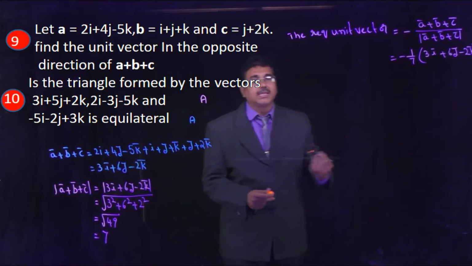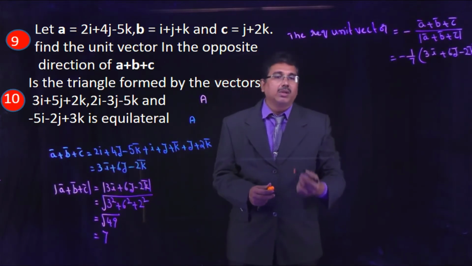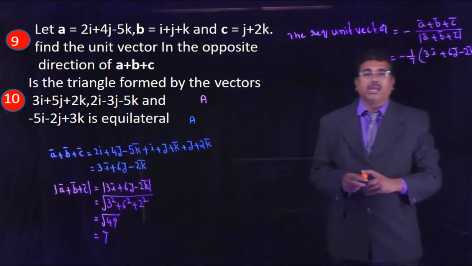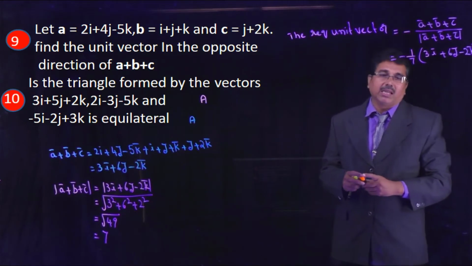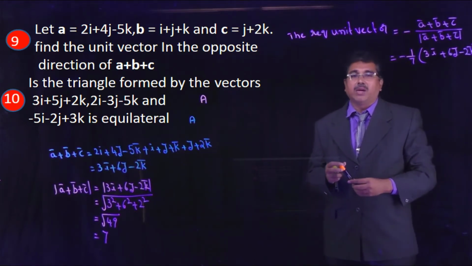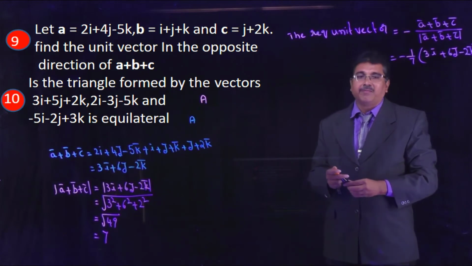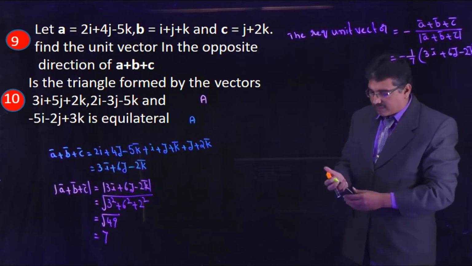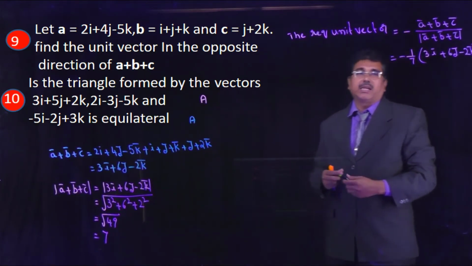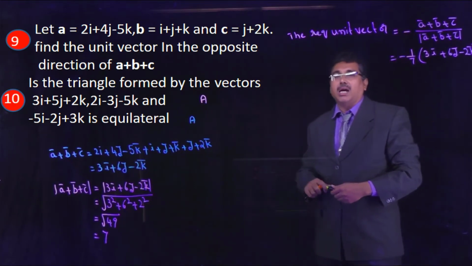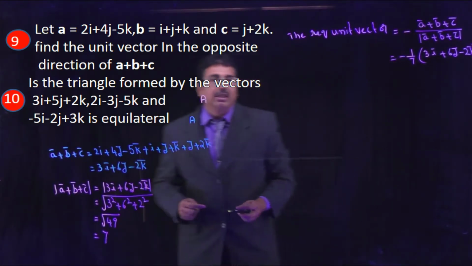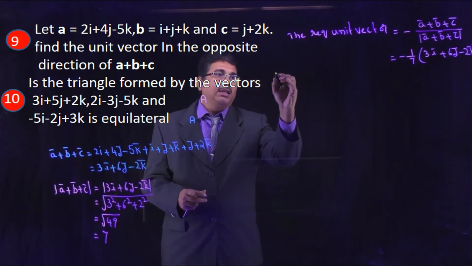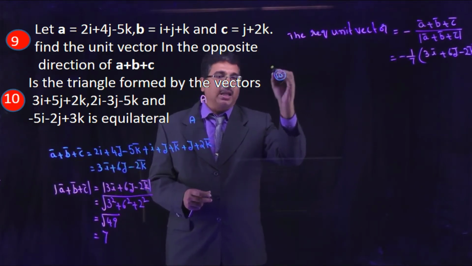Right, this is question number 9. Now see question number 10. Is the triangle formed by the vectors equilateral? Given the sides of a triangle, first verify whether these vectors form a triangle or not. After that, check whether it is equilateral or not.